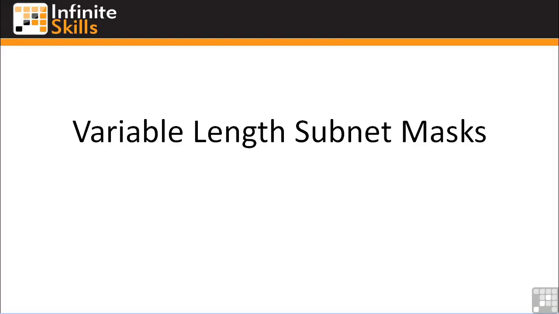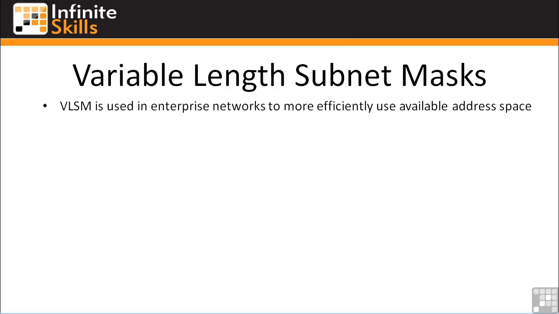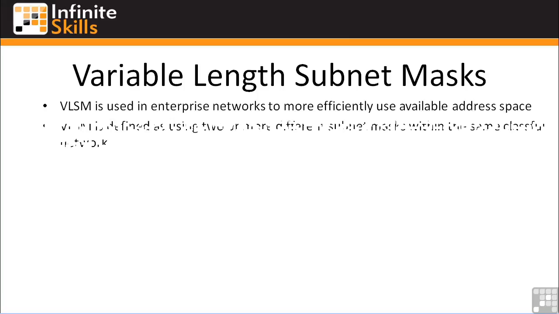So now we're going to move on and talk about variable length subnet masks. Variable length subnet masks, or VLSM, is used in large enterprise networks to more efficiently use the available address space. And VLSM has a very specific definition. Essentially, VLSM is defined as using two or more different subnet masks within the same classful network.